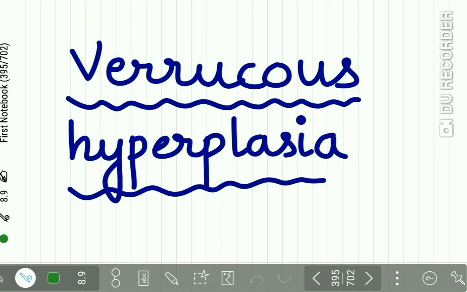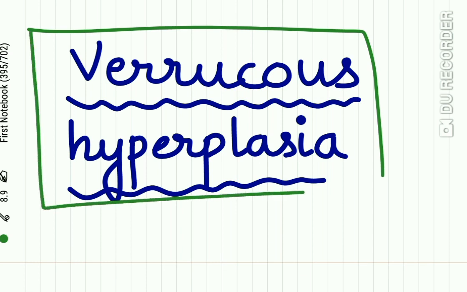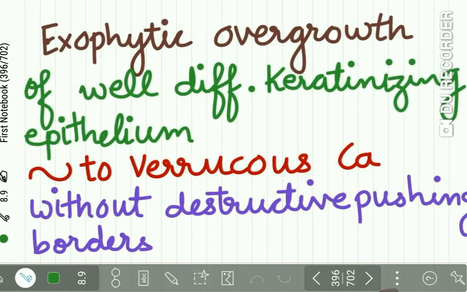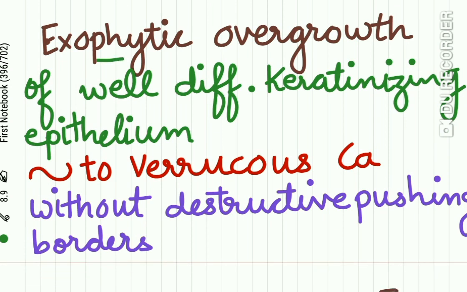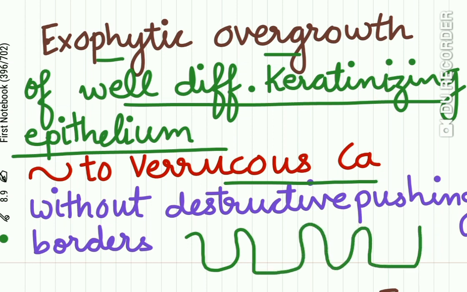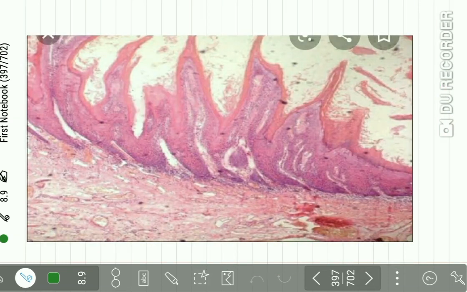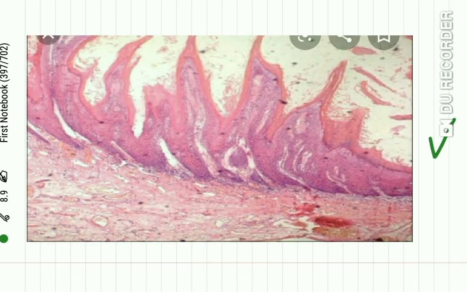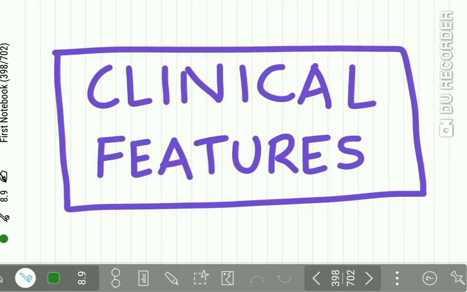Now, there is a different terminology. What is verrucous hyperplasia? Let us see what this is. Verrucous hyperplasia is an exophytic overgrowth of the well-differentiated keratinizing epithelium. It is similar to verrucous carcinoma but without destructive pushing borders. So, in verrucous carcinoma, the borders of the lesion are destructive and pushing, while in verrucous hyperplasia, the borders are not destructive and not pushing. So here you can see the classical picture of verrucous hyperplasia.